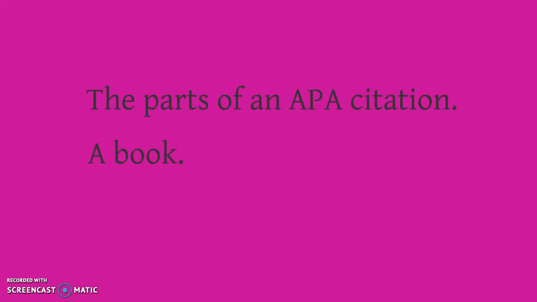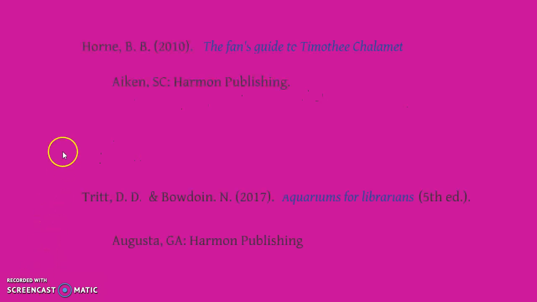This tutorial will show you how to create an APA citation for a book. Let's get started. The parts of the citation are author or authors, date, name of the book, city and state of publication, and the publisher. Let's take a closer look at these parts.